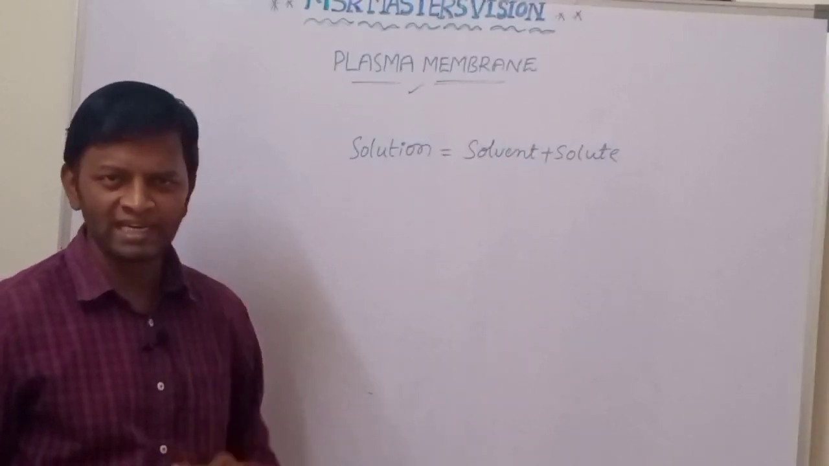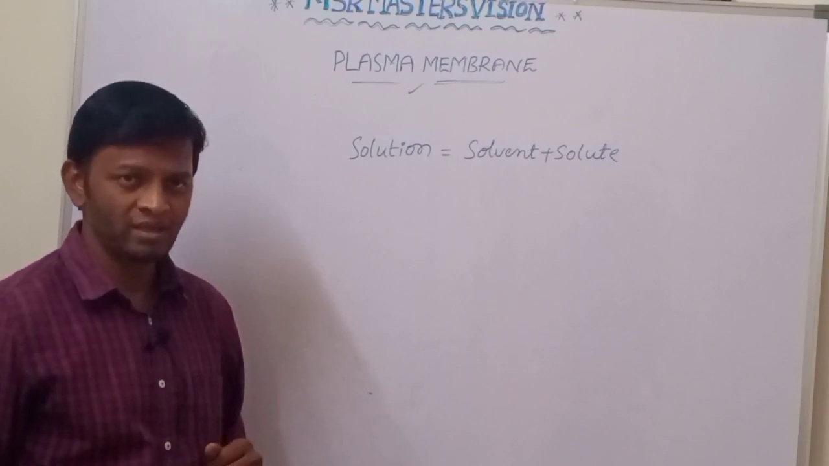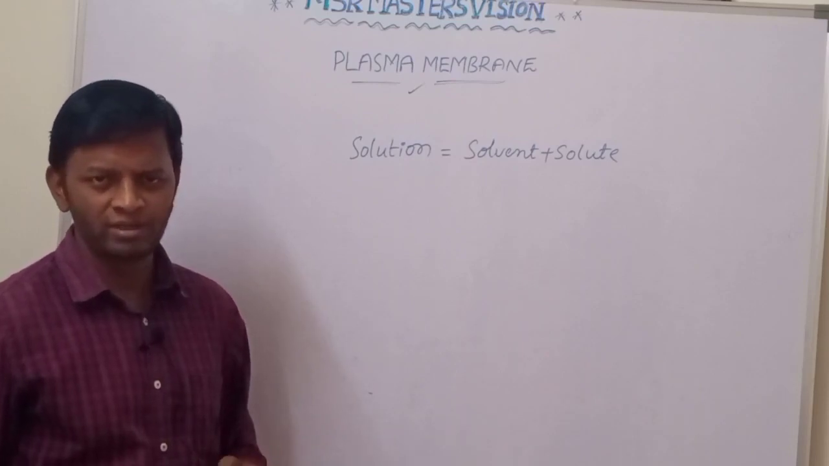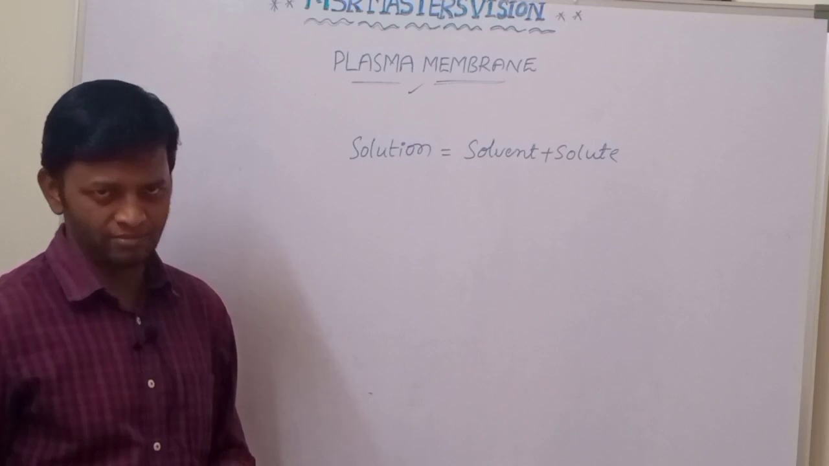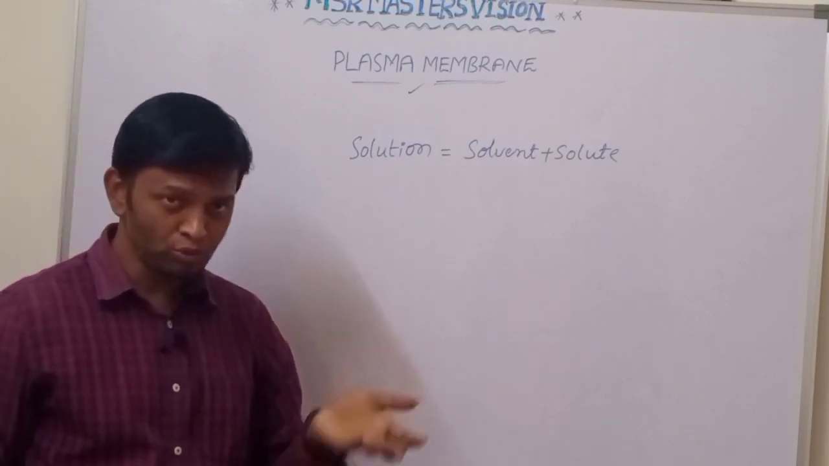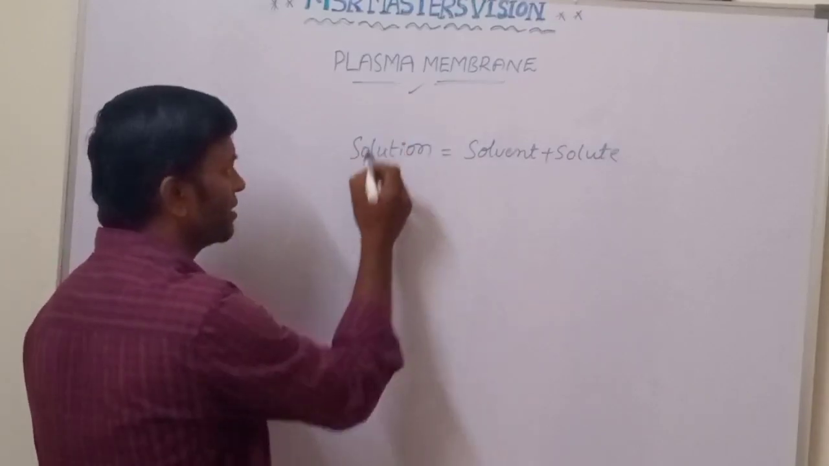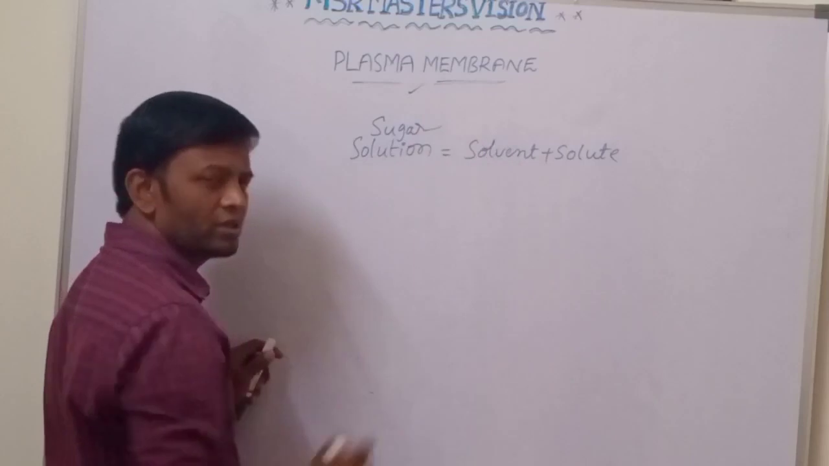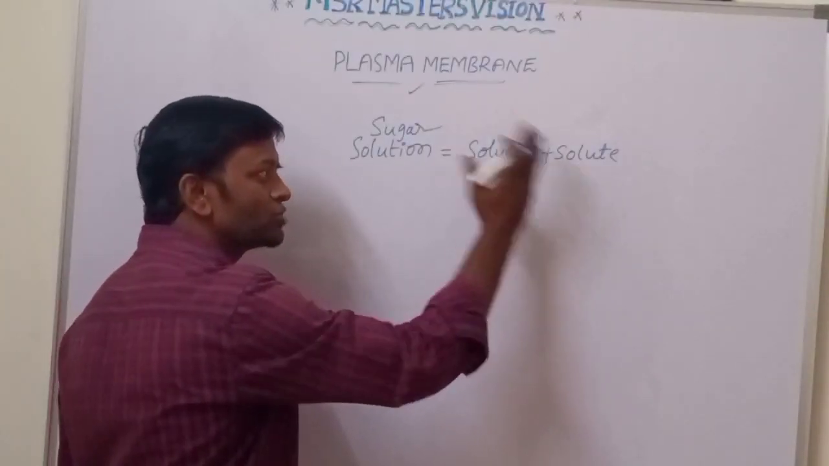Yes, in our daily life, sometimes we prepare lemonade. For preparing lemonade, what do we require? Water we require, sugar we require, and also lemon. So for preparing a sugar solution, compulsory what do we require? We require solvent and solute.